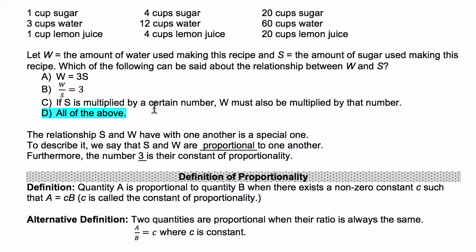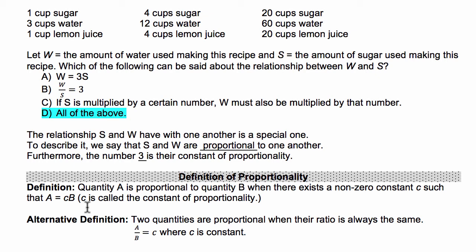An alternative definition of proportionality states that 2 variable quantities are proportional when their ratio is always the same. That is, whenever you take one of the quantities divided by the other, you will always get the same constant. We saw this in the example above too. W divided by S always equaled 3, no matter what combination of ingredients we were using.